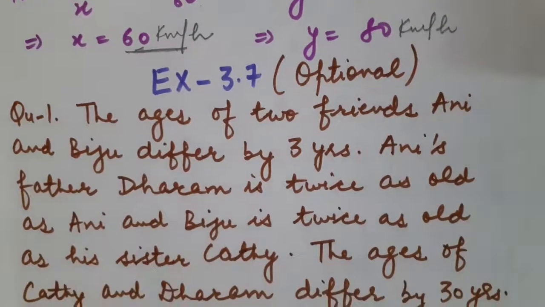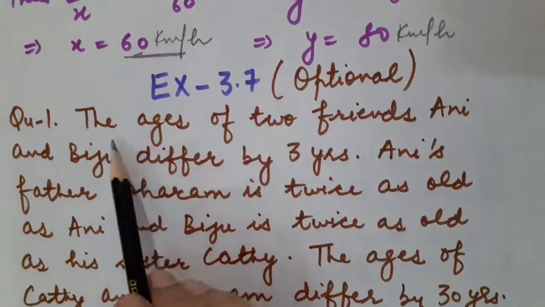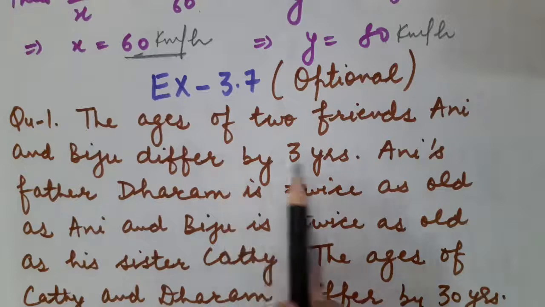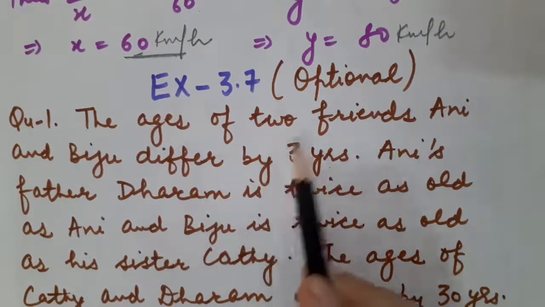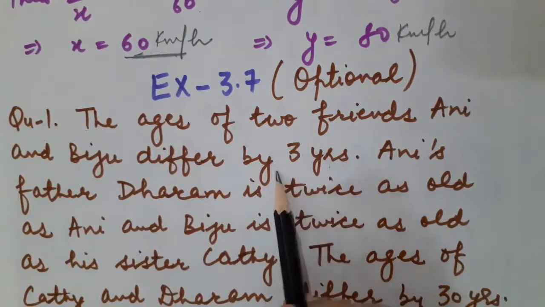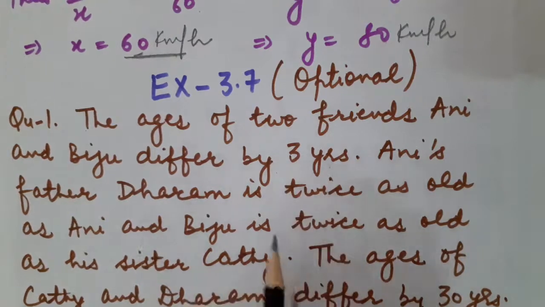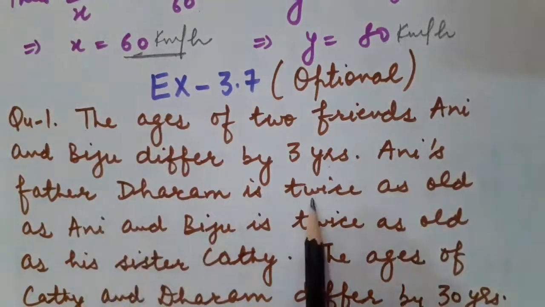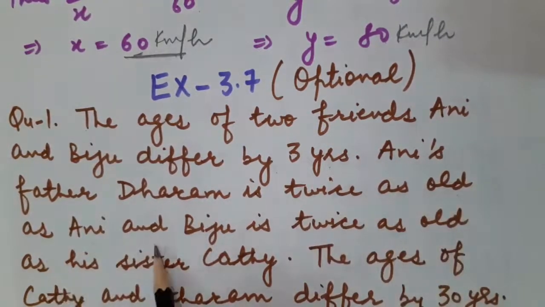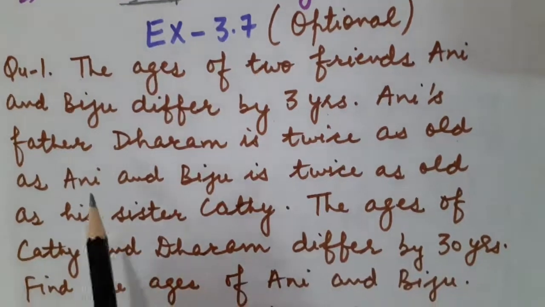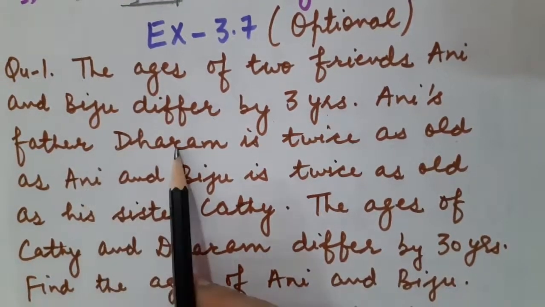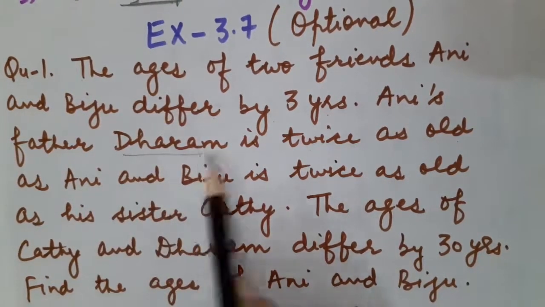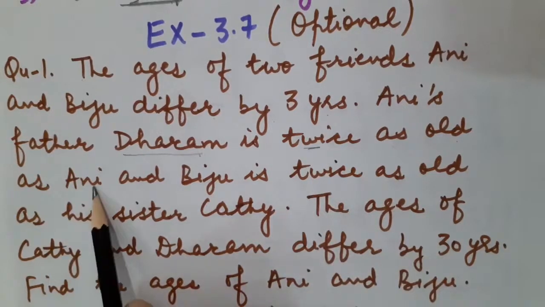Children, I am going to take the very first question. Please be alert. The ages of two friends, Annie and Biju, differ by 3 years. Means the difference between the ages of both the friends is 3 years. But we do not know who is elder than the other, right? Annie's father Dharam is twice as old as Annie. The comparison of the age of Annie and her father Dharam is done now. The age of her father Dharam is twice Annie's age.